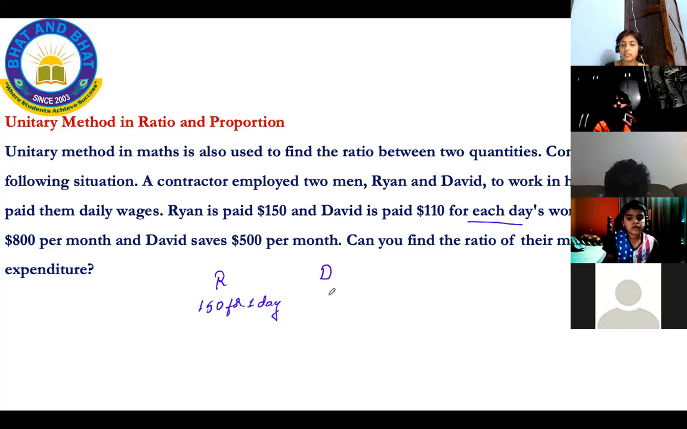Ma'am, what does ratio mean, ma'am? What is the meaning of ratio? What is a ratio?